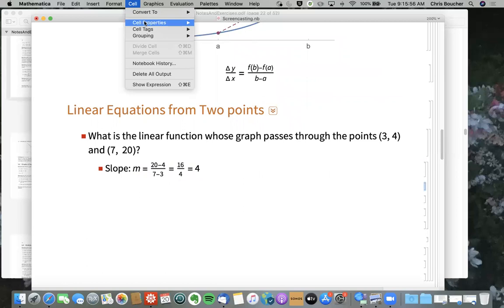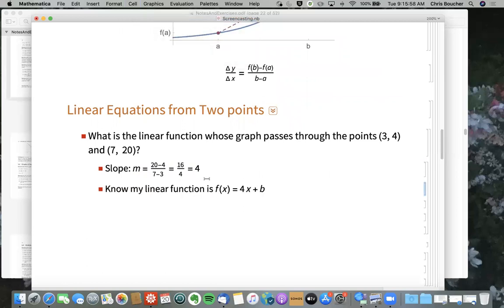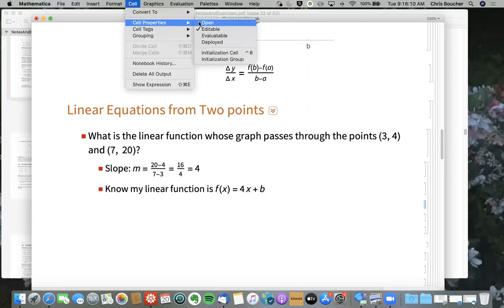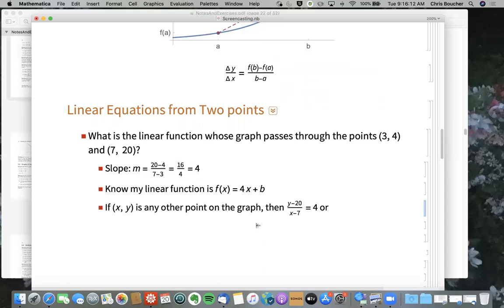And now I know pretty much what the linear function looks like, right? The linear function has the form f of x equals mx plus b. I know the m value. I don't yet know the b value. However, I can use one of my points to figure that out, right?